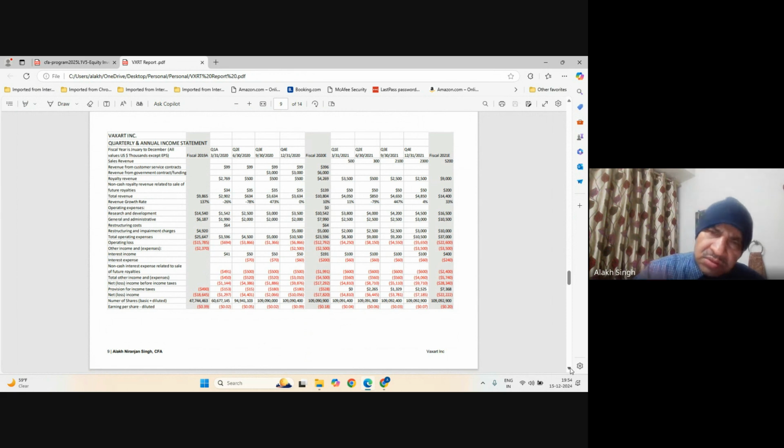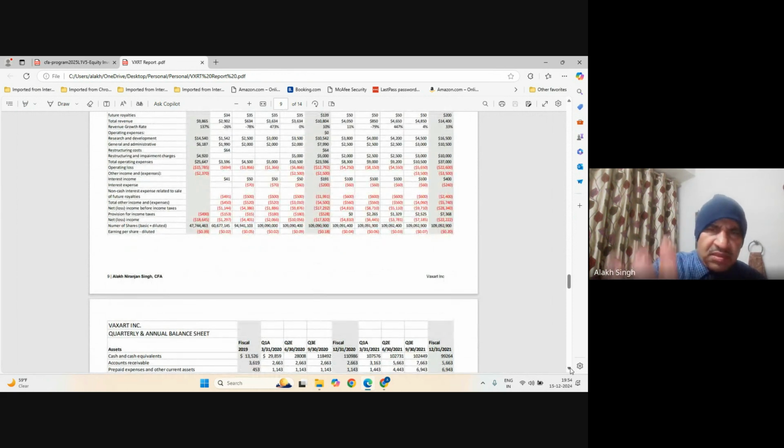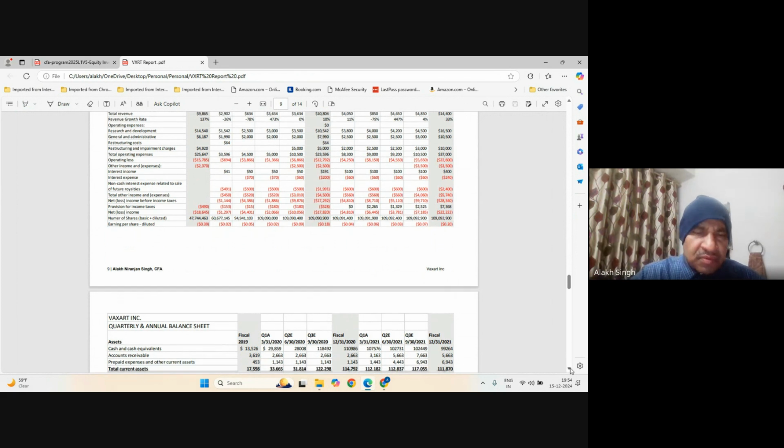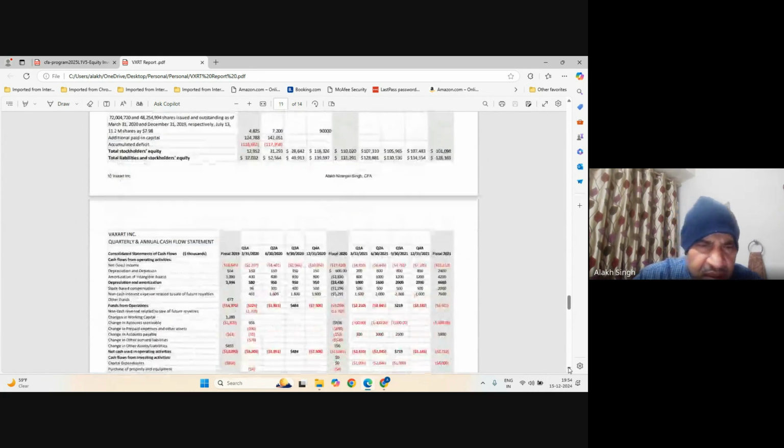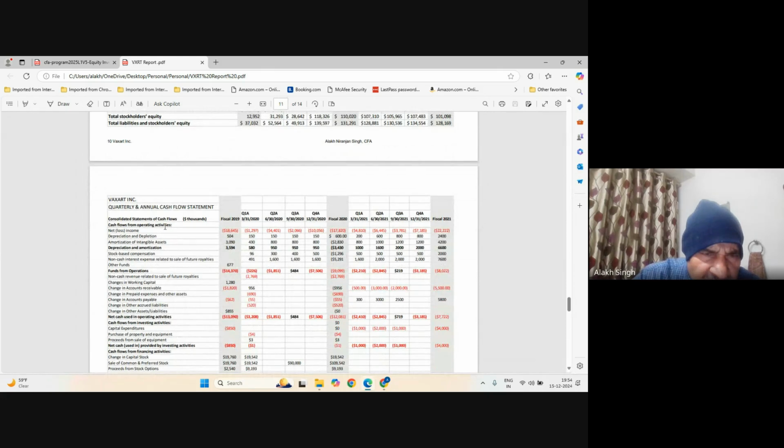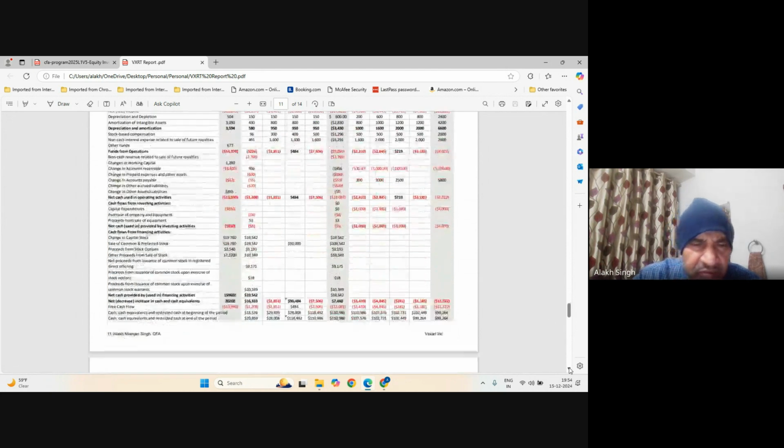So 2 years, 1 month report, or it can be a 2 years report, depending on whether this is the annual report. And then after the income statement, this one is the balance sheet. And then below that, it will be the cash flow statement. Yeah, here is the cash flow statement, you see. And then in the end, it is the calculation of WACC.